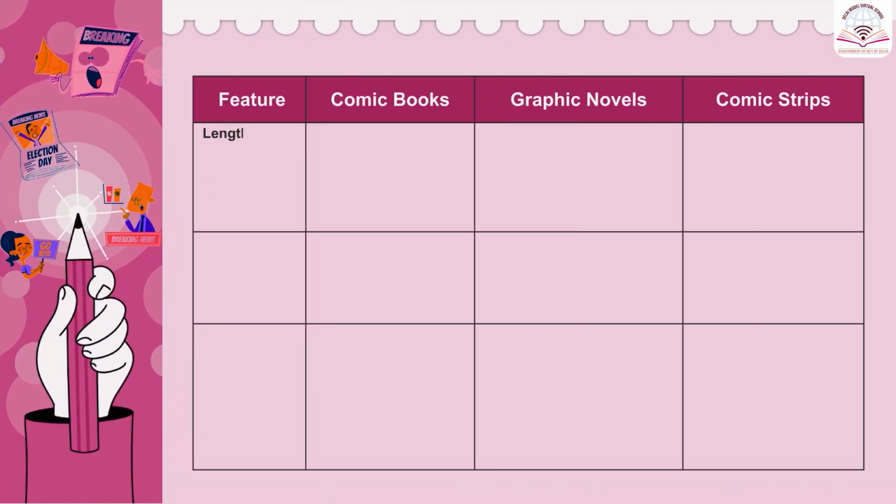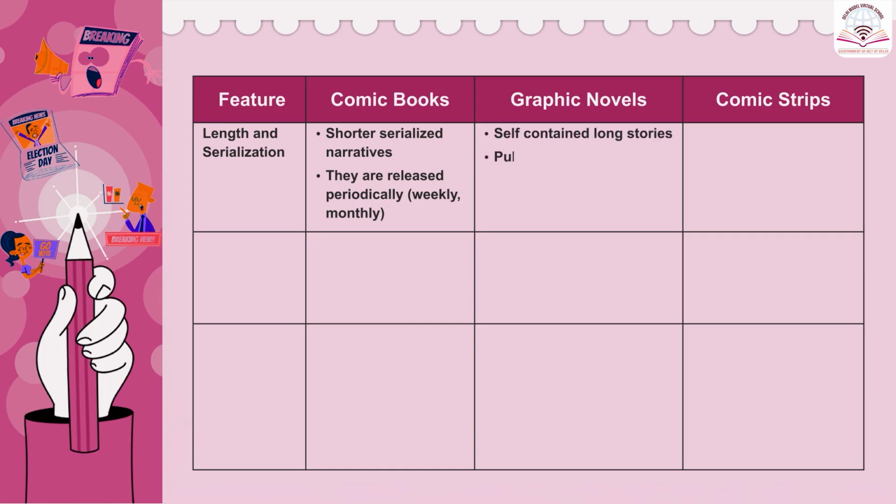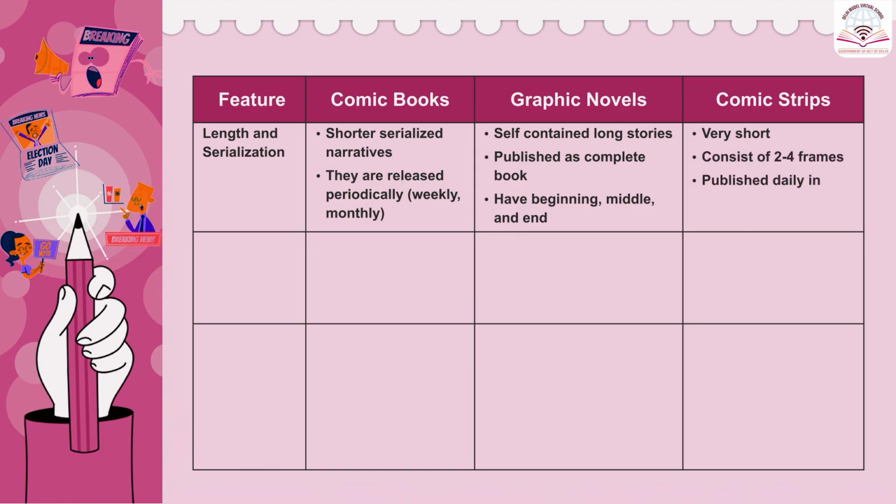If we talk of length and serialization, comic books are shorter serialized narratives and they are released periodically, that is weekly or monthly. Now graphic novels, they are self-contained long stories published as a complete book and they have a beginning, middle and an end. And comic strips are very short. They consist of 2 to 4 frames only, and they are published daily in newspapers or magazines.